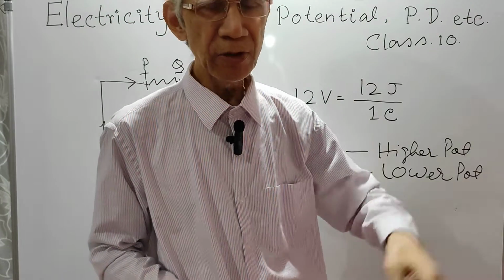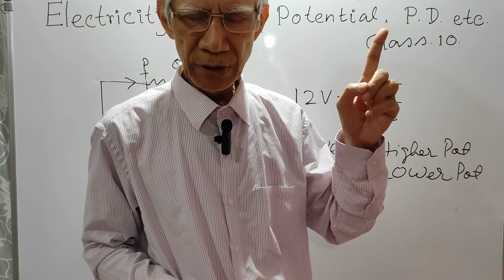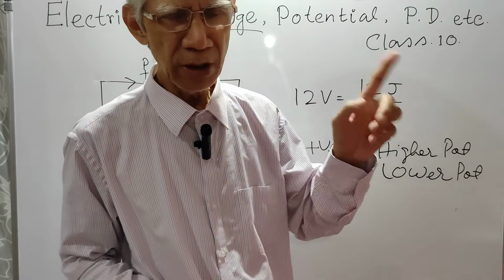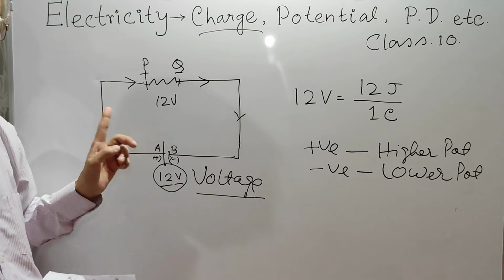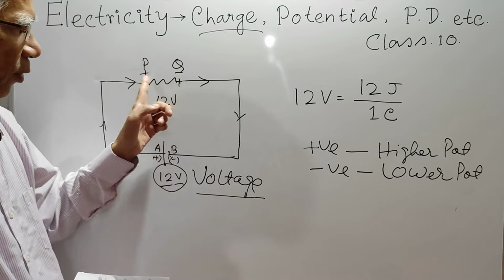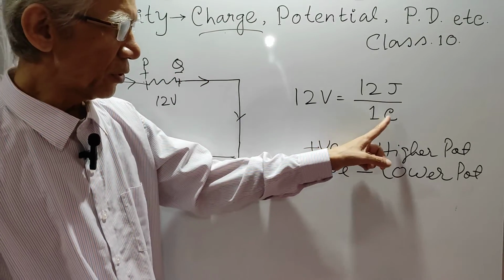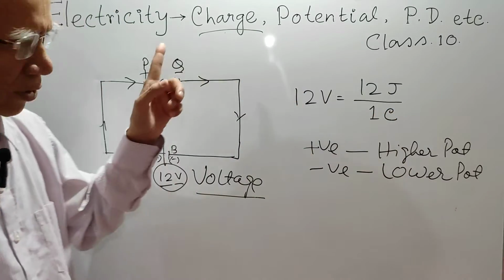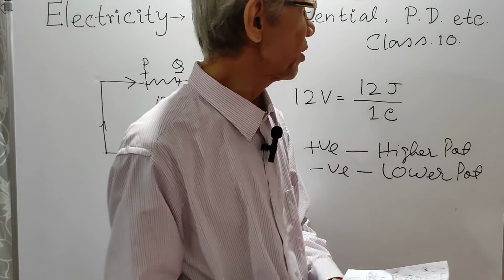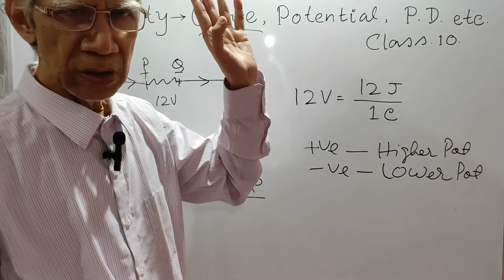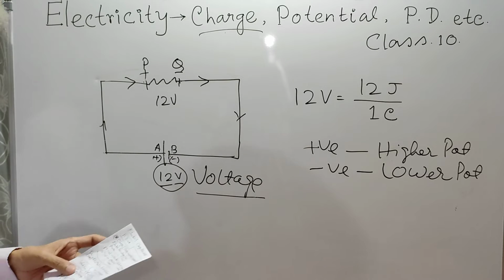Potential difference between any 2 points in an electric field is the amount of work done to move 1 coulomb of unit positive charge, that means 1 coulomb of positive charge, from one point to the other. Now in case of a circuit, how will you define it? Potential difference between any 2 points in an electric circuit is the amount of work done to move 1 coulomb of charge, that means unit positive charge, from one point to the other. So this is how you give the definition of potential difference with respect to electric field and with respect to circuit.